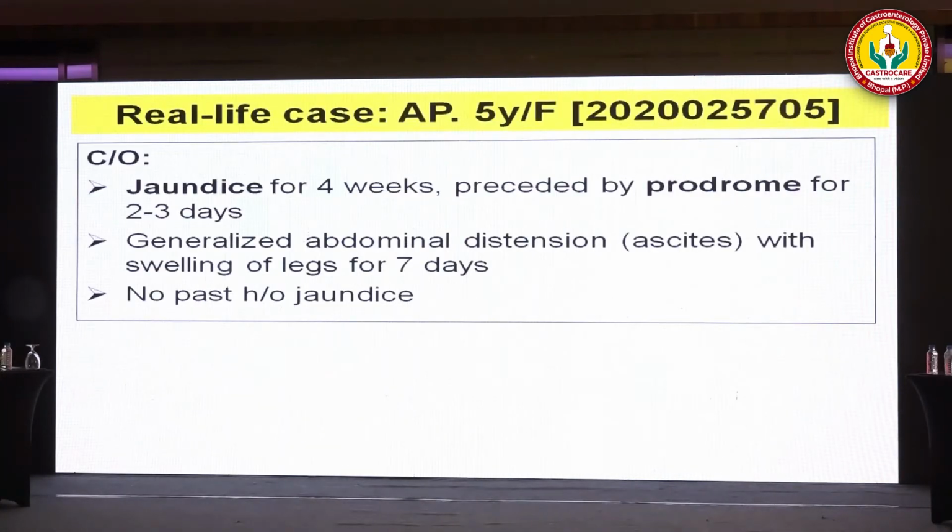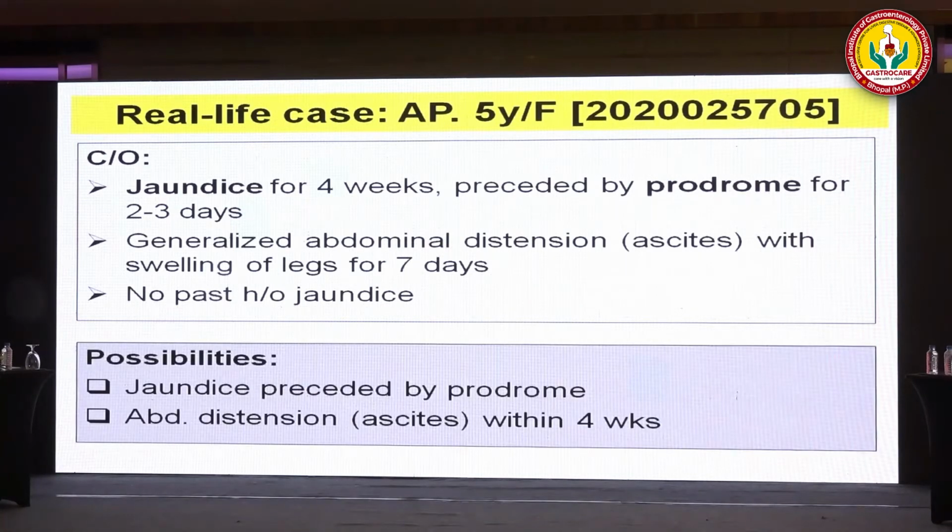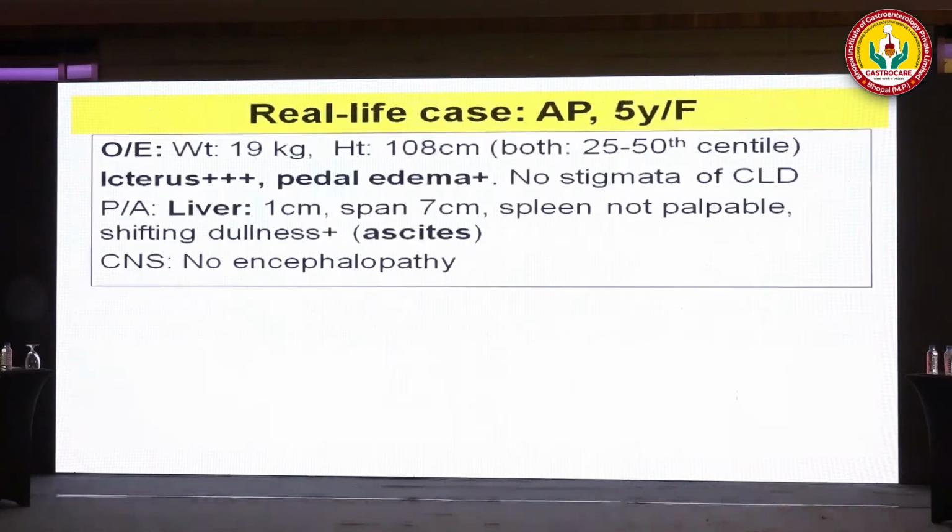So let's see another patient. This is a 5-year-old girl, almost similar presentation, jaundice with prodrome for 4 weeks. She developed ascites within 4 weeks, no past history of jaundice. Again, same analysis, ACLF versus ALF. And here anthropometry is normal, there is no stunting. The previous girl had stunting, this child didn't.